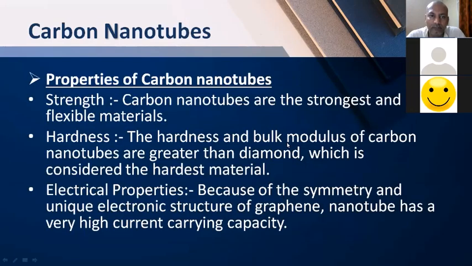Now the properties of carbon nanotubes. Strength: carbon nanotubes are among the strongest and most flexible materials. Also, the bulk modulus and hardness of carbon nanotubes are greater than diamond, meaning they are the strongest material. Electrical property: because of the symmetry and uniqueness of the electronic structure, the graphene of nanotubes has a very high current carrying capacity. Now, my topic is complete here.